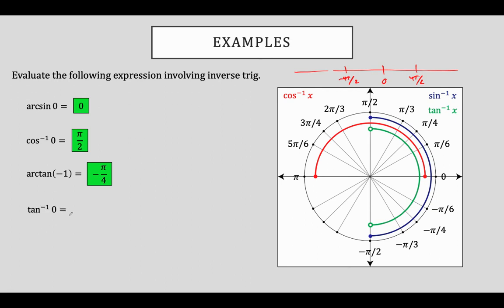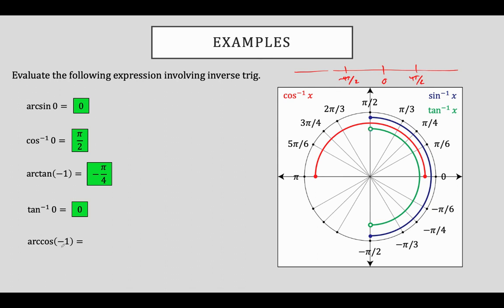Inverse tangent of 0. This is the angle that has a tangent value of 0. That means when I take the y coordinate and divide by the x coordinate, I have to get 0. And again, that angle must be between negative pi over 2 and positive pi over 2. The answer, 0. Arc cosine of -1.